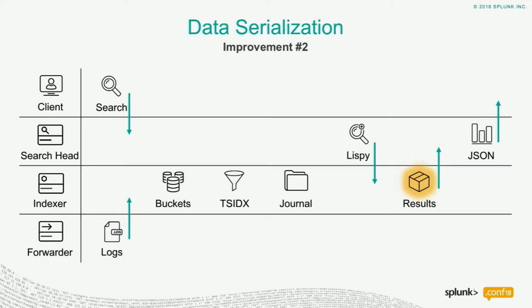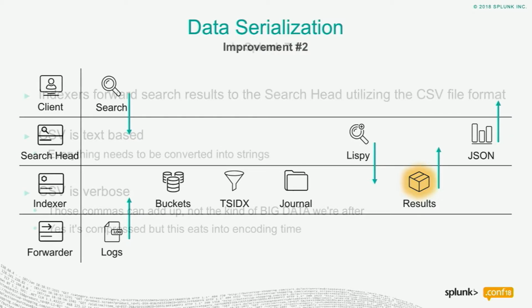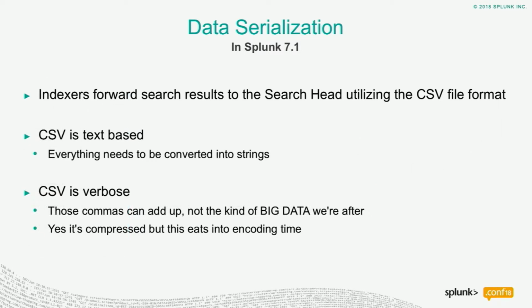All right, improvement number 2, data serialization. Back to our map. This improvement involves the data being sent between the indexers and the search head, so in our results bundle. Currently, indexers send search results to the search head via the CSV file format. CSV is pretty simple, and it's served us pretty well over the years. However, it does come with several limitations.